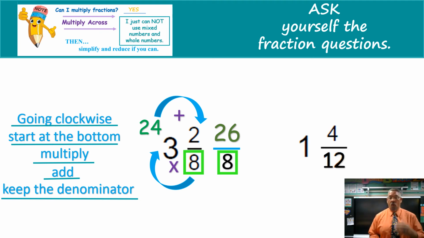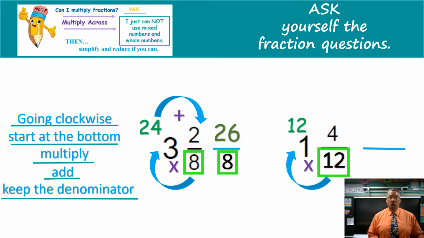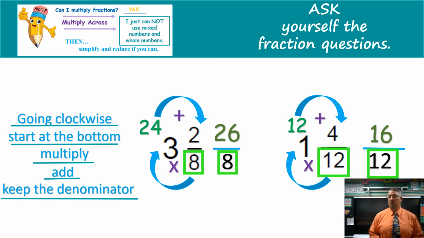Let's do the same thing on 1 and 4/12 so we get the hang of it before we get into the math problems. So we're going to start at the bottom. We're going to multiply going clockwise. So 12 times 1 is 12. And then I'm going to add. So 12 plus 4 gives me 16. So my numerator is 16. Then it says to keep my denominator. So I know my 12 is going to be my denominator. So 1 and 4/12 is the same as saying 16 over 12. I have to change any mixed number that I have in these math problems before I can do the math.